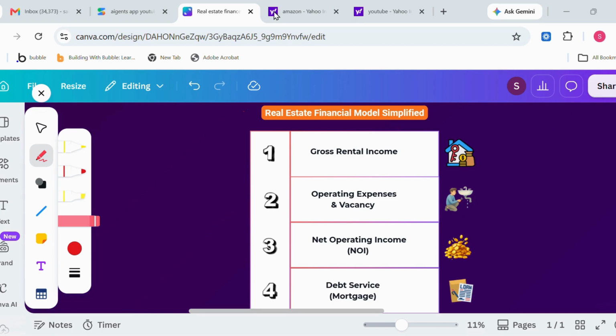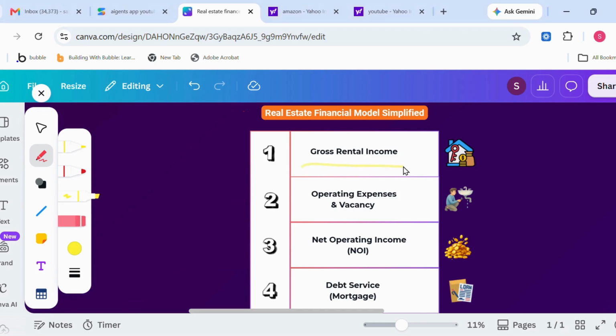To understand real estate, you have to understand the cash flow. And you have to understand the cash flow waterfall method. It's very simple. No rocket science here. So it starts at the top with gross rental income. That's the raw tenant cash, the income you receive from your tenant.